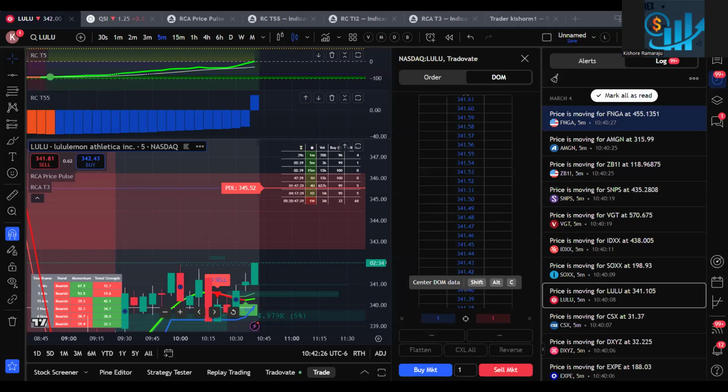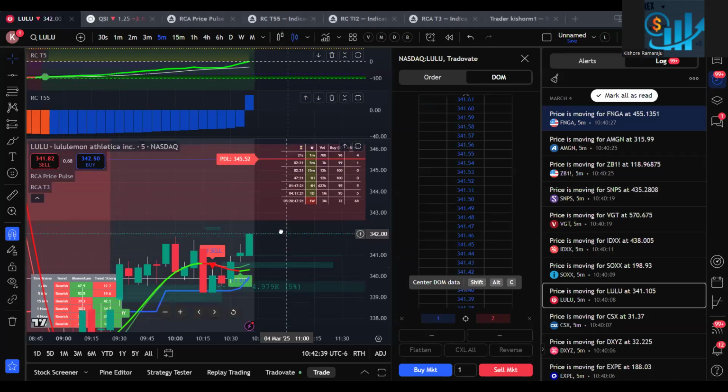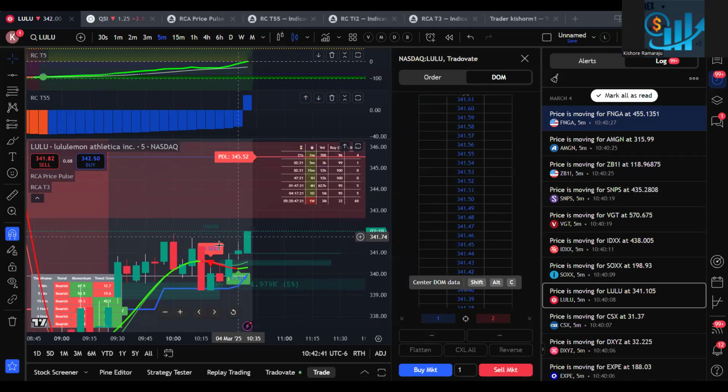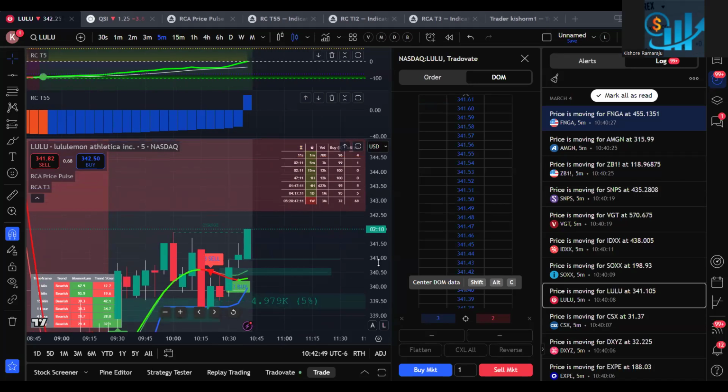The spread between bid and ask on Lulu calls is very wide. $7, $8 for 342.5, because the bid and ask are very, very far apart. If the difference is 10 or 15 cents, it's okay. But you are buying with a $7, $8 spread. That means you are already starting with a $50 or $60 loss.